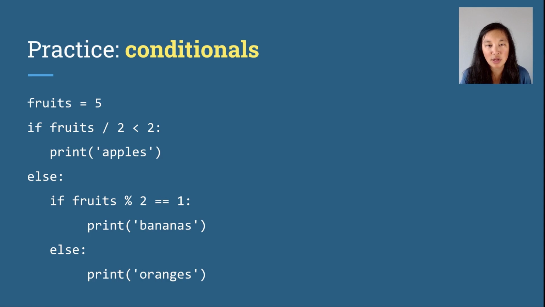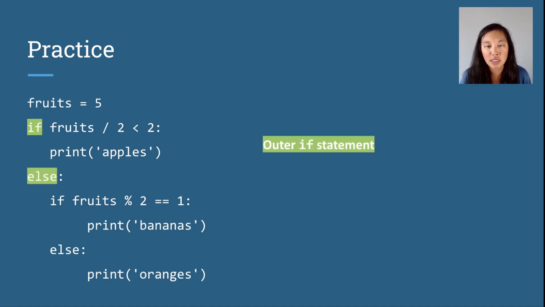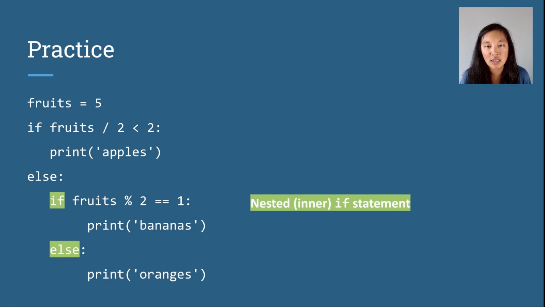We see some if statements and an else statement. And inside of the else statement, we see another if statement. So this is called a nested if statement. It's an if statement inside of another if statement. So this is the outer if statement, and this is the nested or inner if statement. This is the if statement inside of the one that's outside.